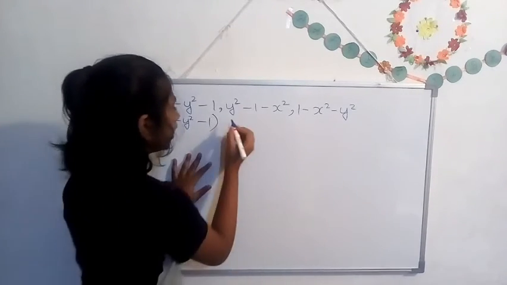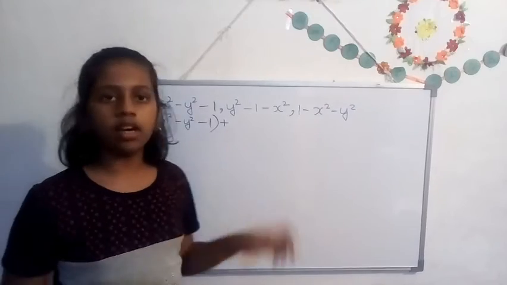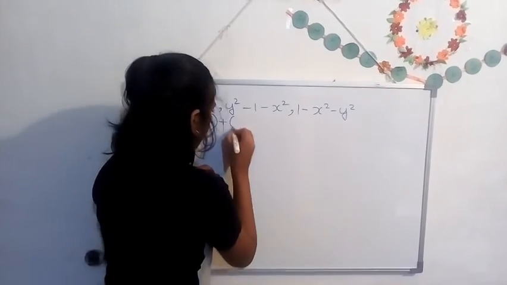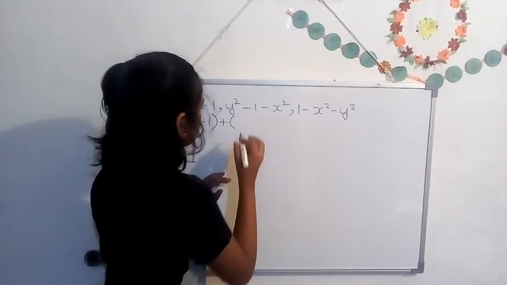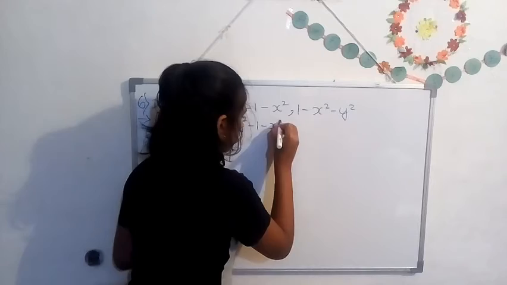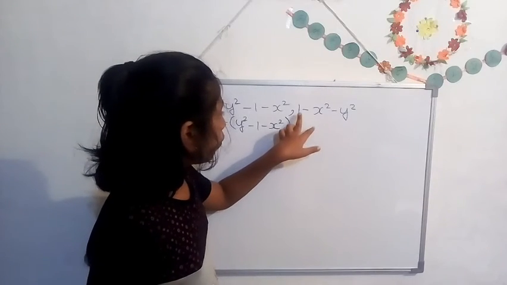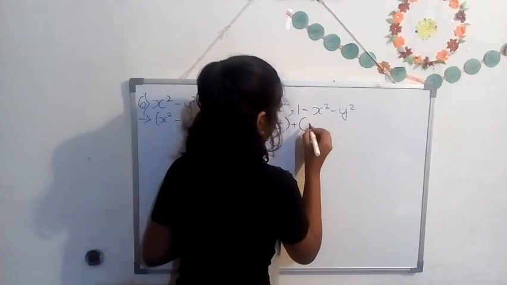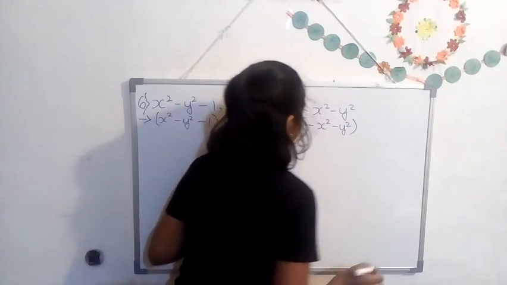The second part: before writing that, the plus or the mathematical operation symbol should be there. If any variable or constant does not have any sign, it is considered as plus. So plus, bracket, y square minus 1 minus x square. So this is the second part. The third part will become plus, bracket, 1 minus x square minus y square, and close bracket.